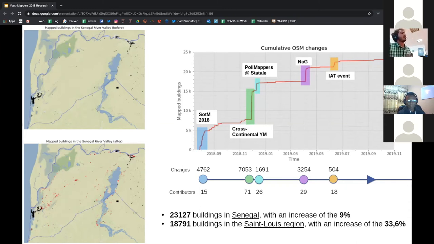And also in the plot, you can see that where we were hosting the main events, most of the contributions were happening. So at the State of the Map, with the cross-continental mapathon, with other events at the local universities, or at La Nuit de la Géographie, or in another event with the university. And the slope of this plot is basically due to the open source nature of the project. So everyone could contribute to the project we opened.